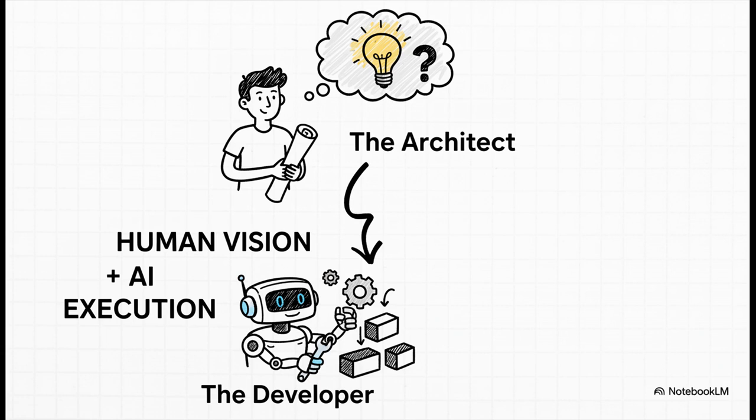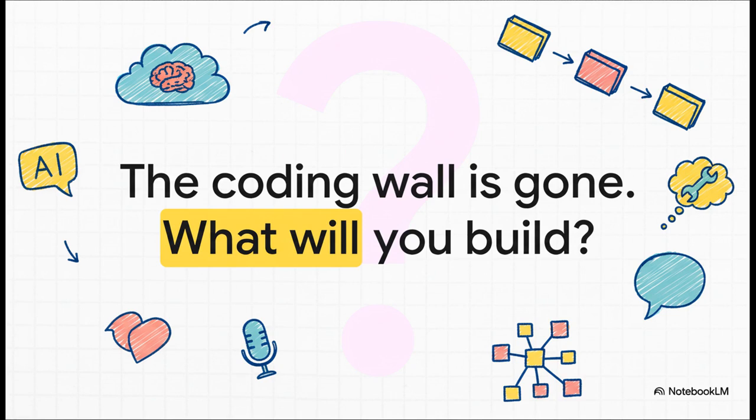Just think about what this means. For a small business owner, a marketing analyst, a researcher, it means you can build your own custom tools without needing to hire a whole team of developers. Your job becomes focusing on the what and the why, and you let your AI partner worry about the how. And that brings us to the final and, I think, most important question. Now that this massive wall, this huge barrier to entry, has been completely knocked down, the only thing left is your imagination. The coding wall is gone. So, what will you build?